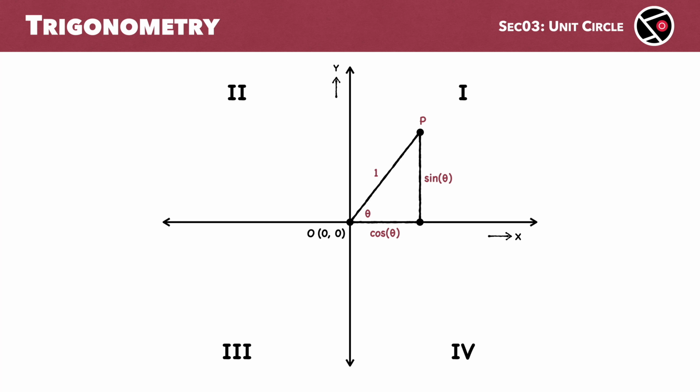What are the coordinates of point P? In the x direction, it is cos theta, and in the y direction, it is sin theta. So, the coordinates of point P are cos theta, sin theta. Point P is extremely important. It contains all the information we need to figure out the trigonometric ratios. The x-coordinate represents cos theta and the y-coordinate represents sin theta.